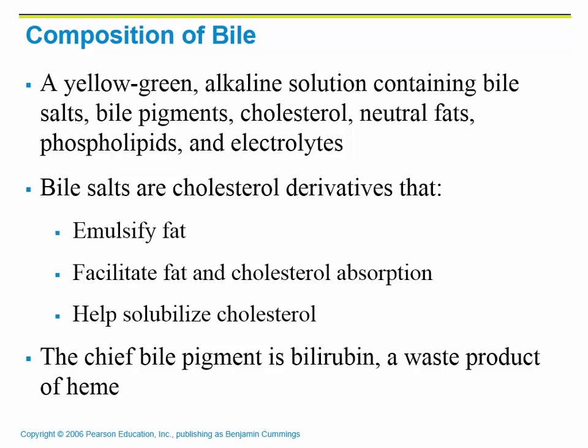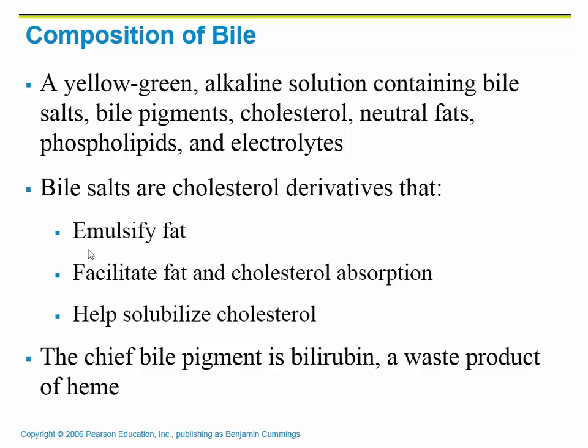And what the bile does, it is made in the liver, and then it is stored in the gallbladder. And the gallbladder is just a sac that stores bile and will slowly introduce that bile to the duodenum, that first portion of the small intestines. And bile salts, it says, are cholesterol derivatives, so they're derived from cholesterol, but they emulsify fat.